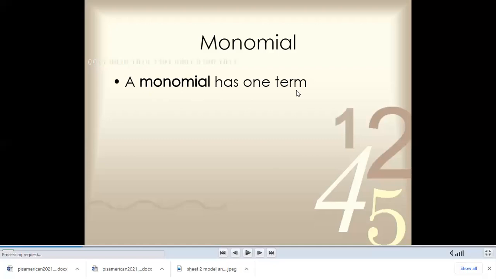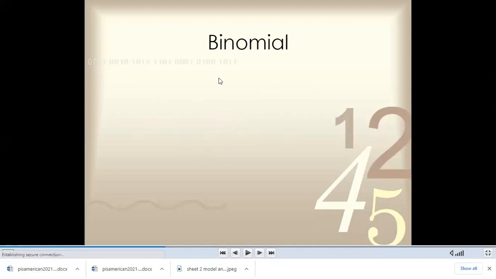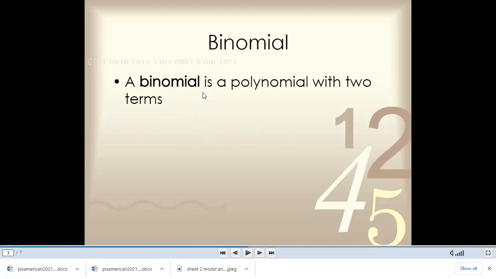A monomial has one term, okay? Example, 3x to the power of 2 or 4x. This is called a monomial. A binomial consists of what? Two terms. So a binomial is a polynomial with two terms, like 3x plus 7, or 4 minus a to the power of 4. So this is called a binomial.